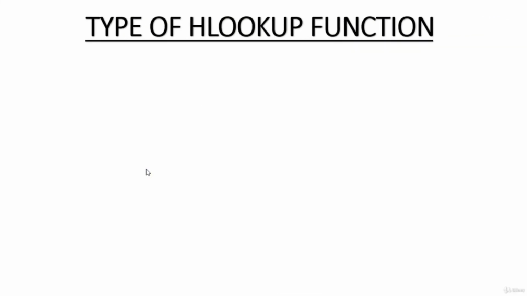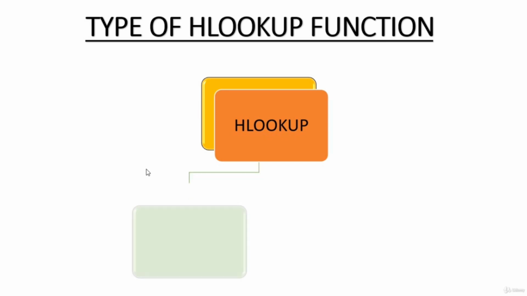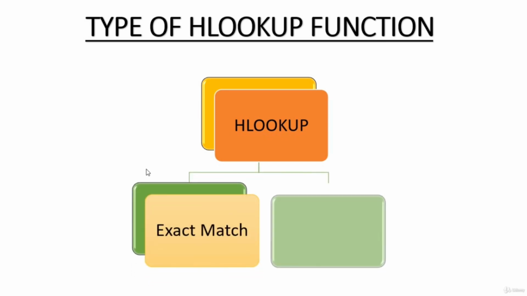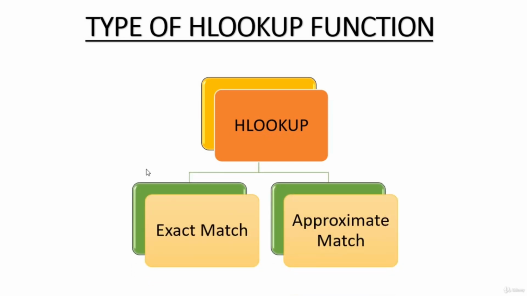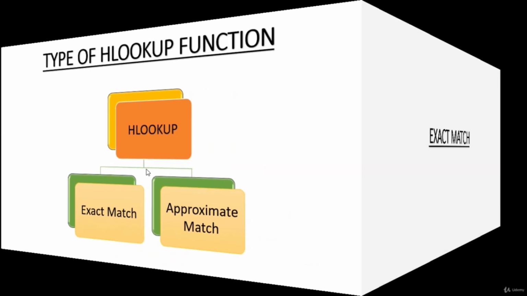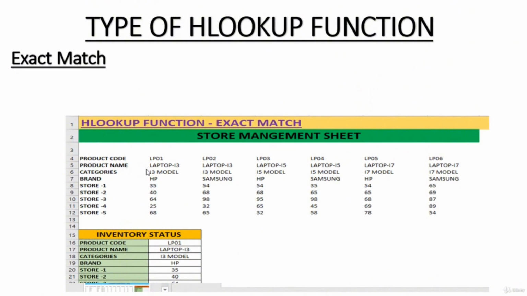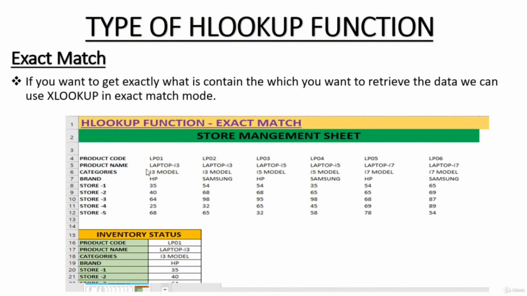Now we are going to look at the types of HLOOKUP function. There are two types of HLOOKUP function based on the lookup range. The first one is exact match, the other one is approximate match. Now let us look at what exact match is. Exact match means if you want to get exactly what is contained in the cell which you want to retrieve, we can use the HLOOKUP function in exact match mode, right?